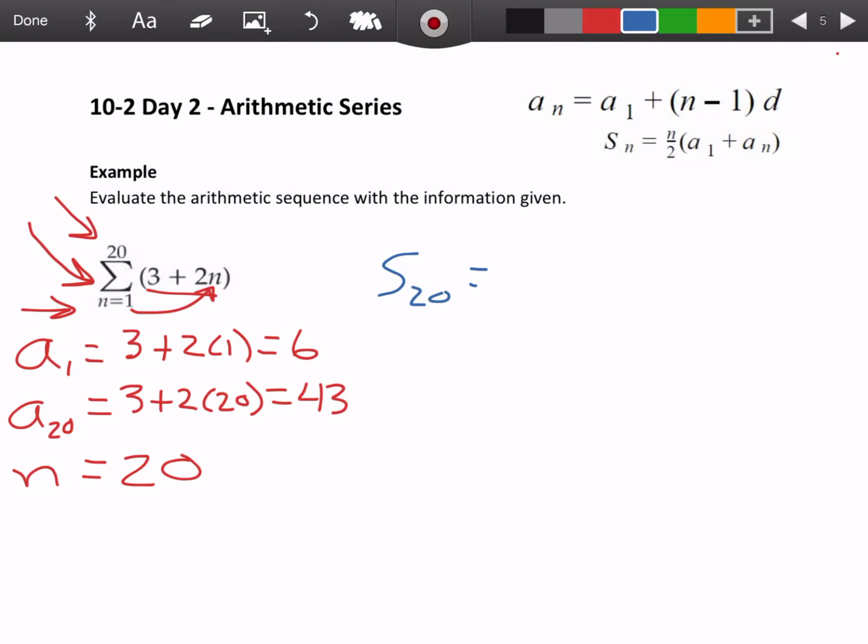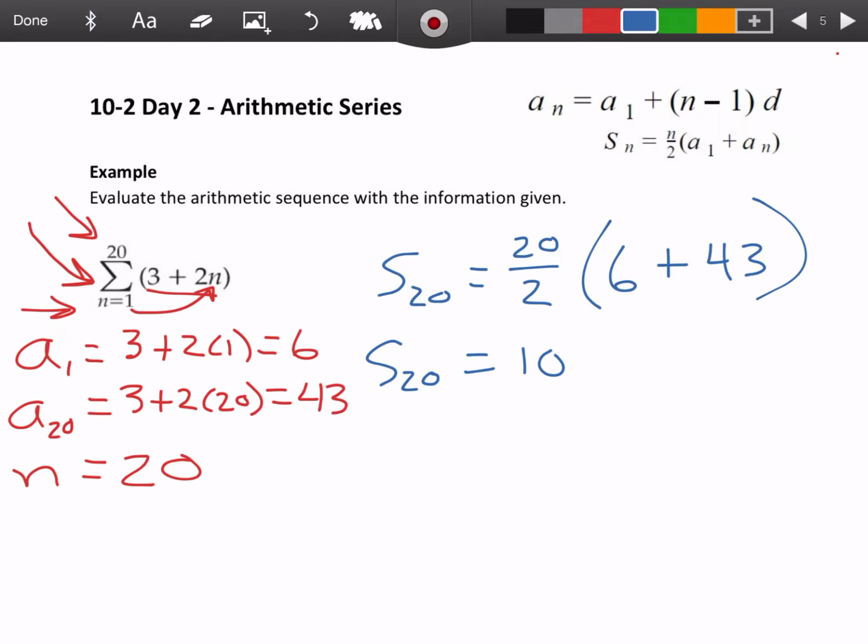So then we can switch over and do the sum right away. So the sum of 20 that we wanted to find would be 20 divided by 2, that's our n divided by 2, times our first term of 6, plus our last term of 43. So 20 divided by 2, that would give us a 10, and 6 plus 43, this would give us 49. This is one that hopefully you can do in your head, 10 times 49. Our sum here would be 490.